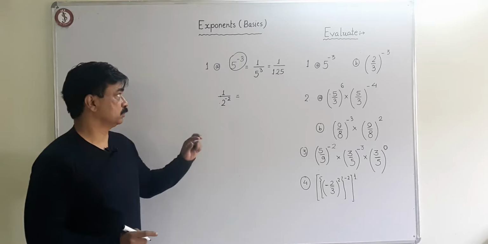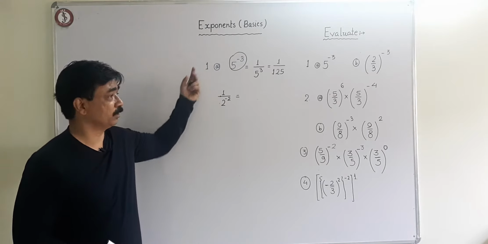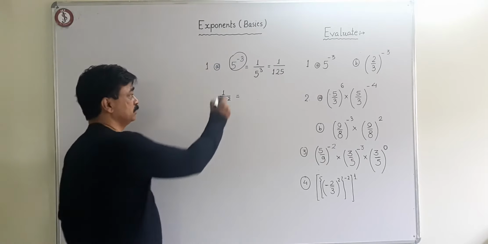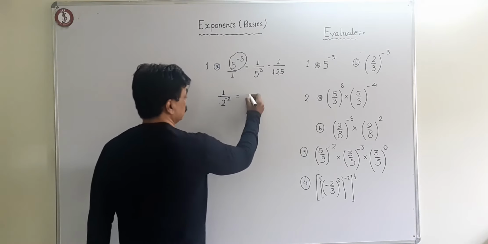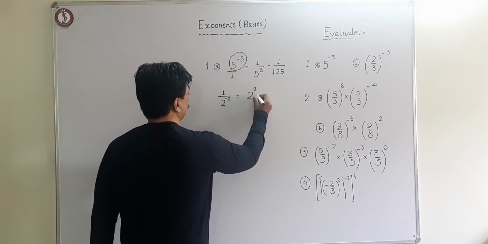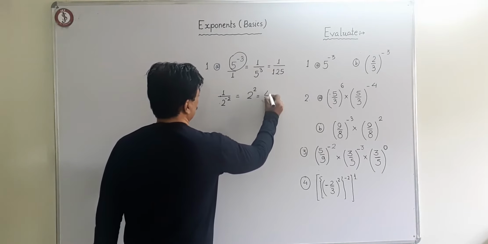Always, if it is on the first floor, bring it to the ground floor. If it is in the ground floor, take it up. That means if it is in the numerator, it should go to the denominator. So I have to look at this as a fraction. Here, this will go up, 1 will stay 1 into 2 and the power will now be positive. So this will be 2 square, that is 4.